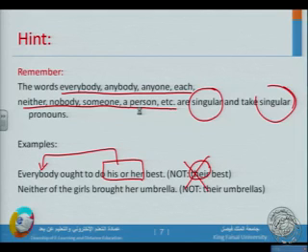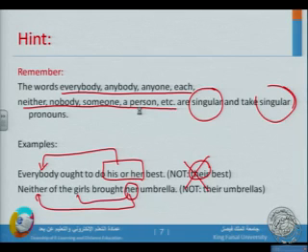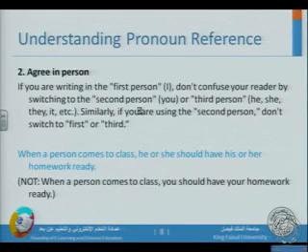Neither of the girls brought her umbrella. Her refers to neither. neither مفردة. لكن هي her لا ترجع للgirls. لا. هذا مو صحيح. It refers back to the neither. Okay? And there is incorrect because we can't use there with neither. So that was number one.